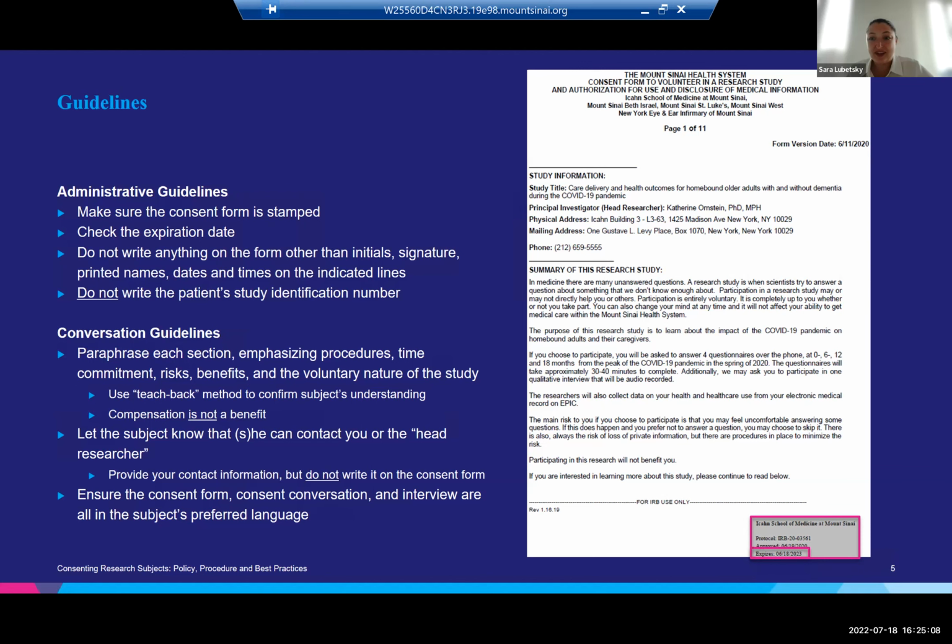So for example, if this is a study that is recruiting English and Spanish speakers, and you have a subject who speaks both, you should ask which language they want to use for research purposes, or which one they're more comfortable in. Okay.